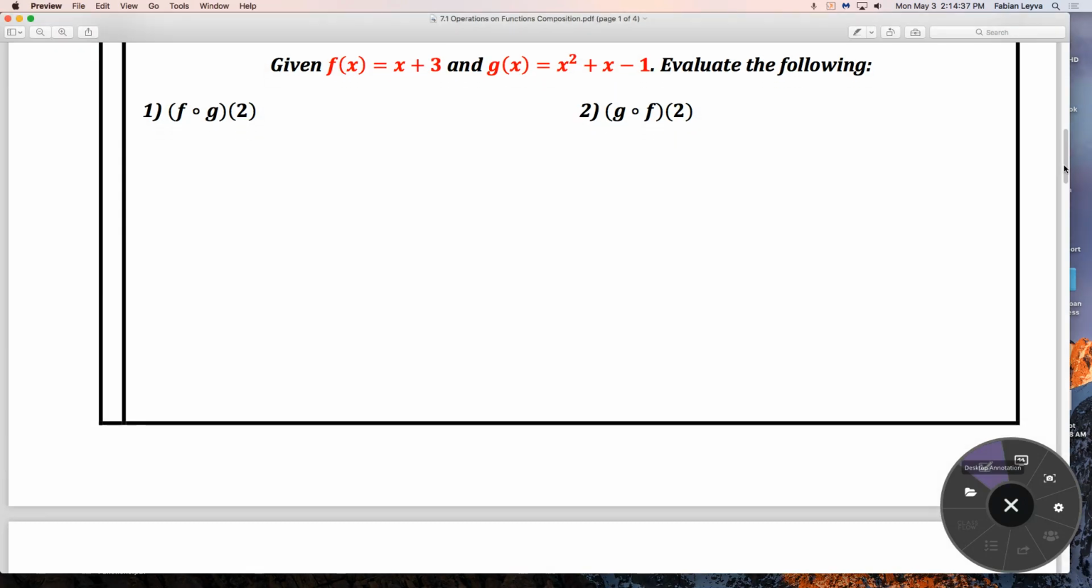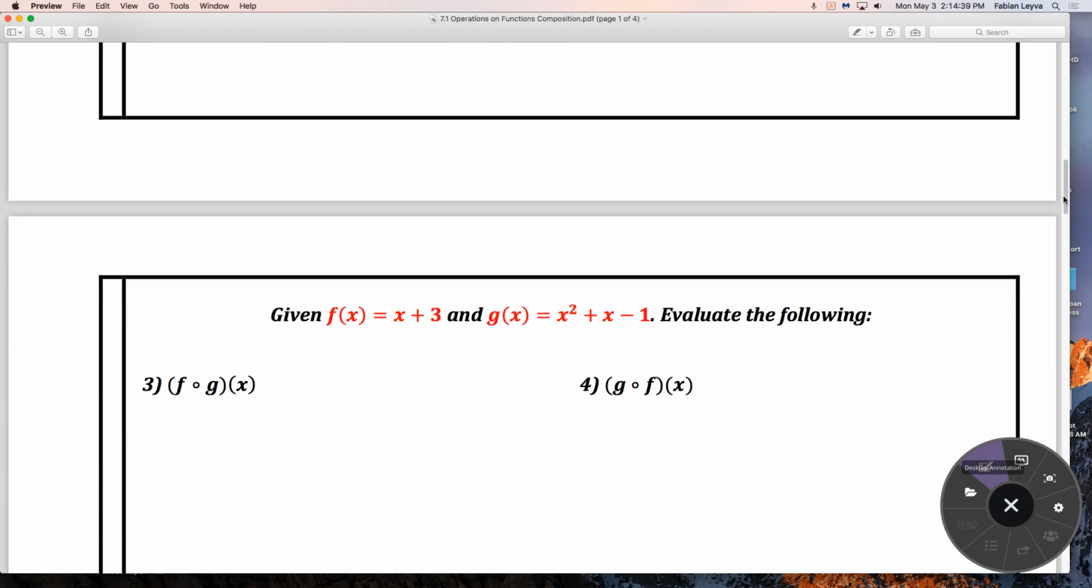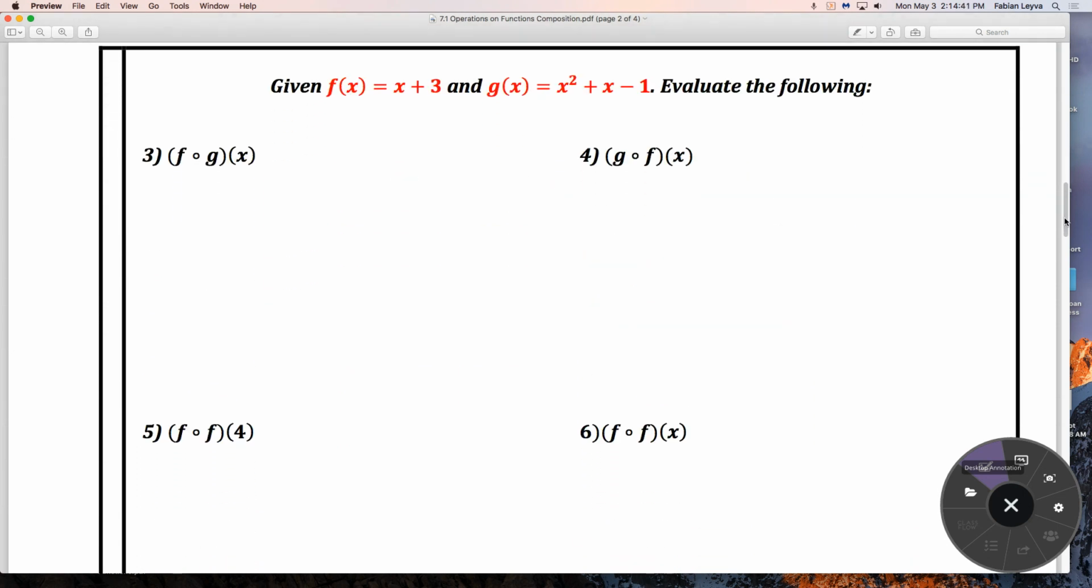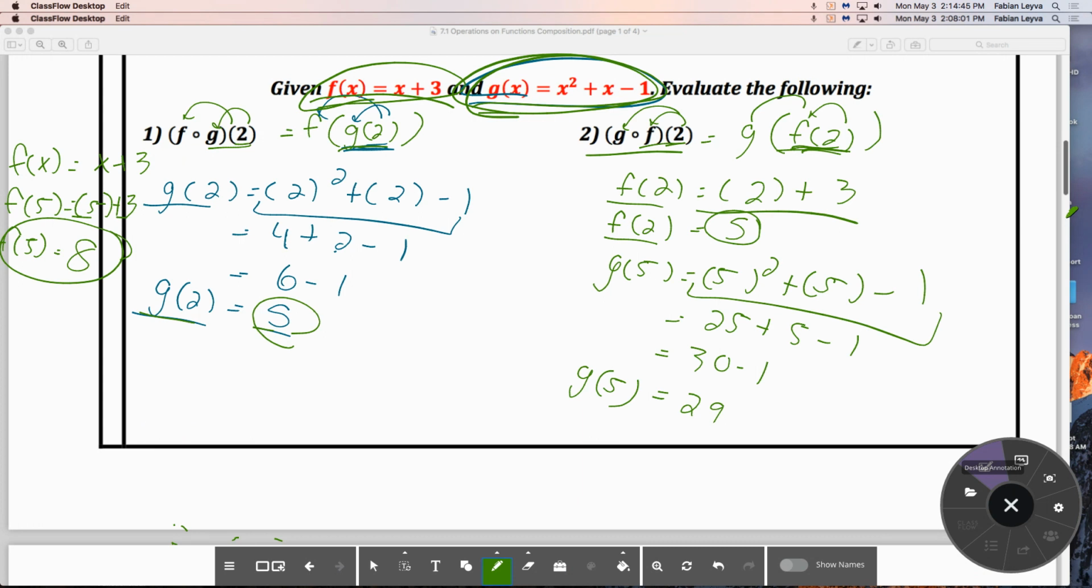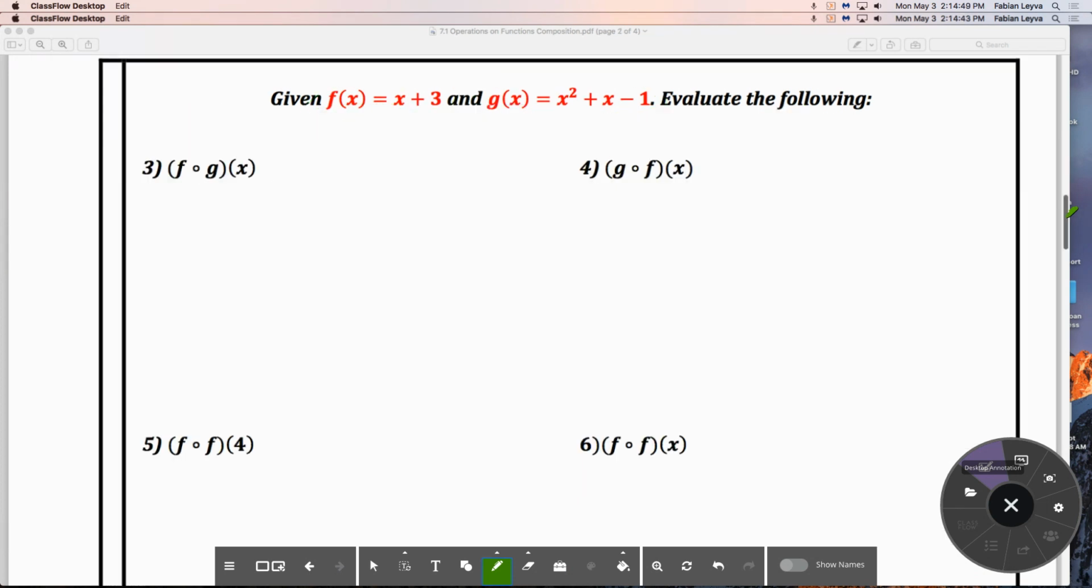Think of input. I gave you a number. What else is missing? A variable. So notice that I gave you 2 brand new functions to work with. And now I want you to do the same thing, but now the input's a variable.